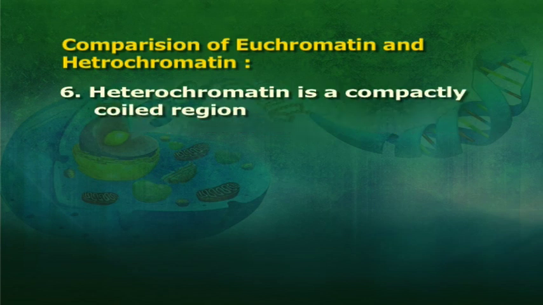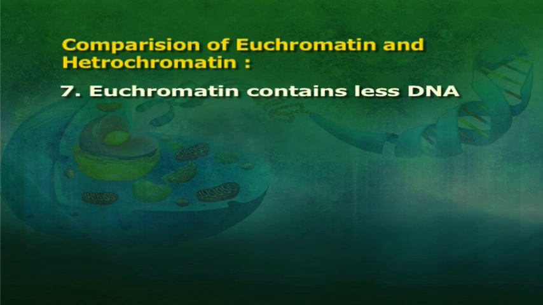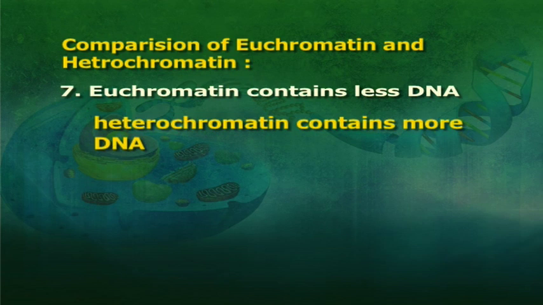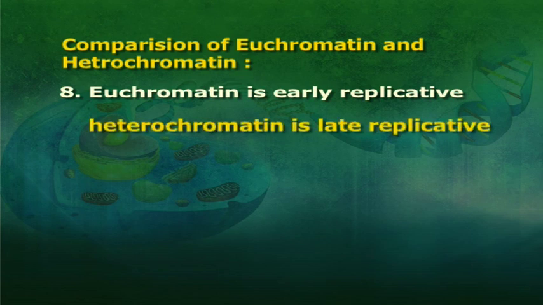Sixth one is, heterochromatin is a compactly coiled region while euchromatin is loosely coiled. Seventh one is, euchromatin contains less DNA while heterochromatin contains more DNA. Eighth one is, euchromatin is early replicative while heterochromatin is late replicative.